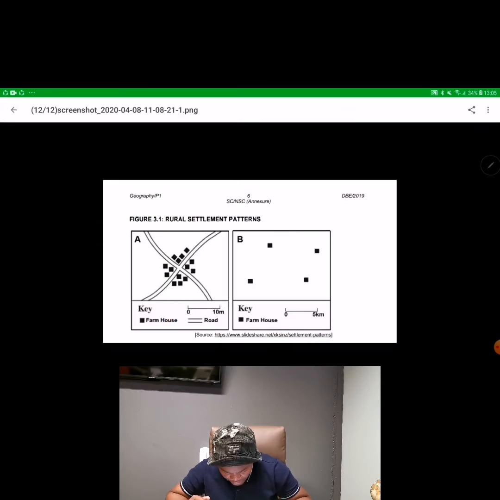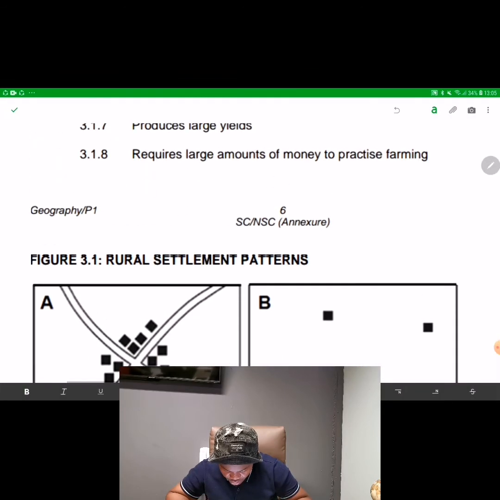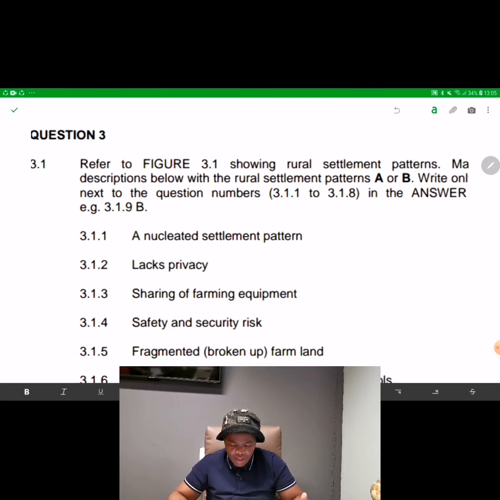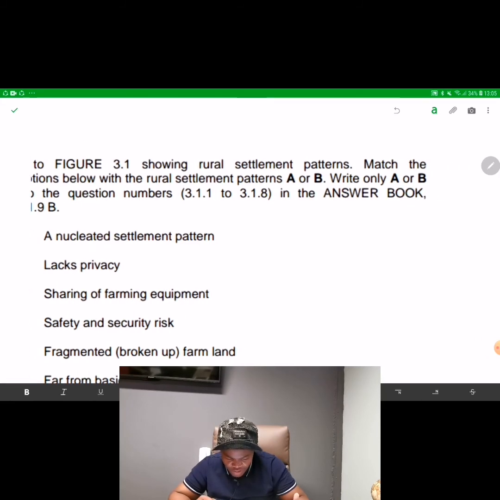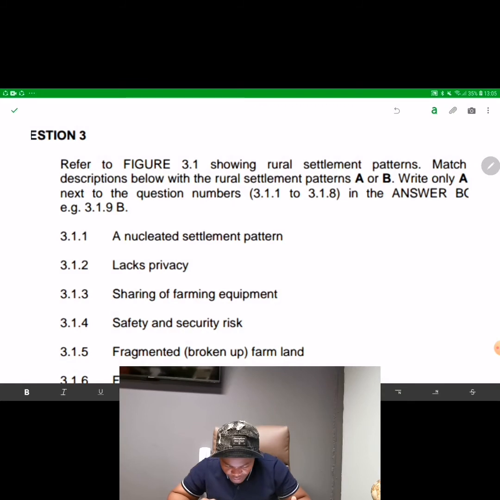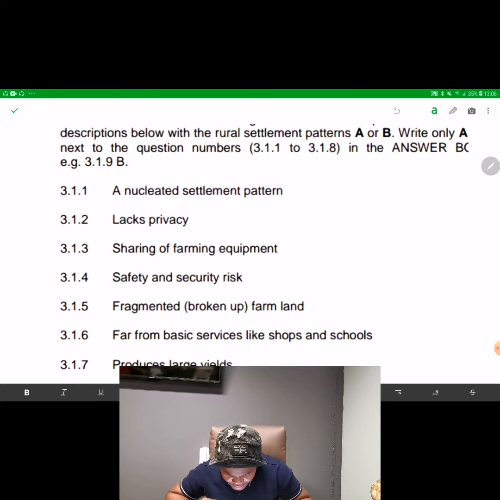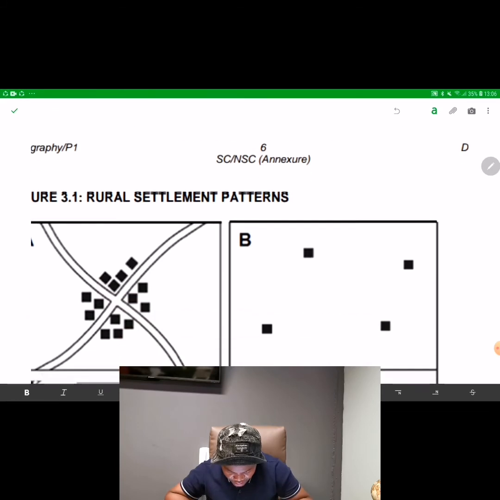Now, let us answer these few questions to see if we have understood our lesson. The question says here, refer to figure 3.1 showing the rural settlement pattern. Match the description below with the rural settlement A or B. Write only A or B next to the question number. Then they have given us an example. So 3.1 says, a nucleated settlement pattern, is it A or B?